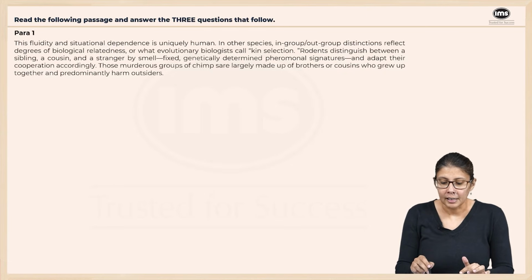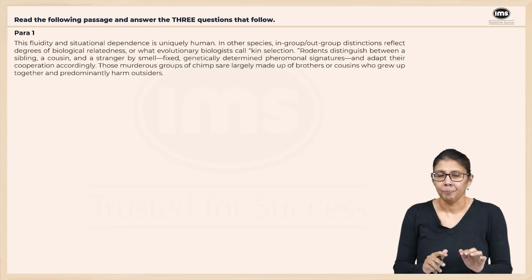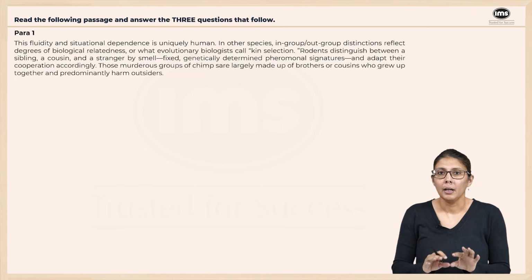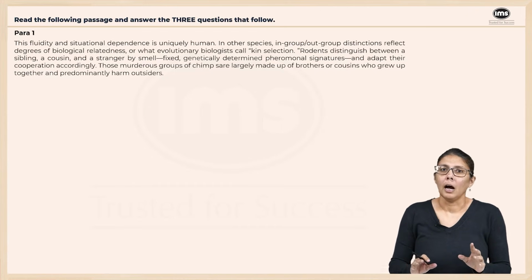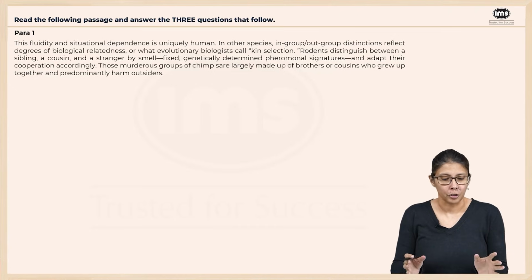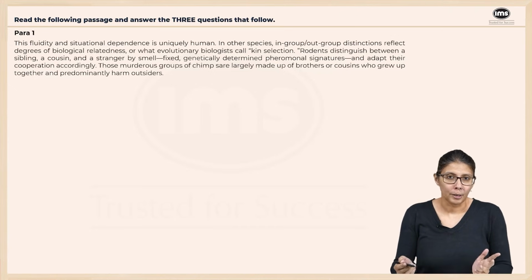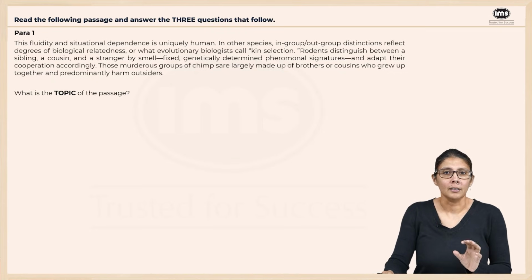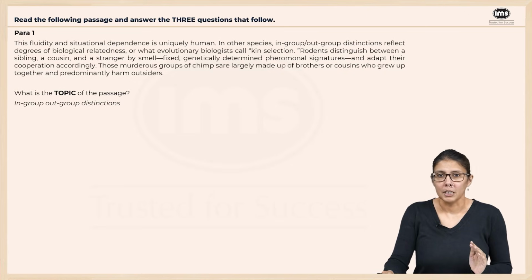These are fixed, genetically determined pheromonal signatures, and they adapt their cooperation accordingly. They are able to literally sniff out who is related to them and who is not related to them. Accordingly, they decide to cooperate or not cooperate with those creatures. Similarly, chimps act the same way. So we're trying to establish here how humans versus other species identify in-group versus out-group. So that becomes the topic.